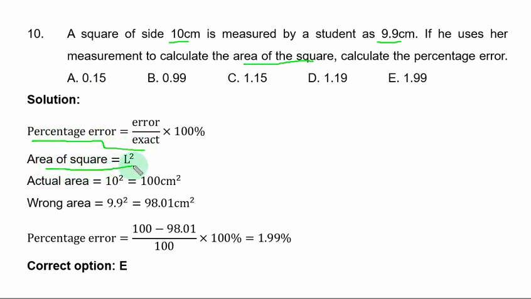Area of a square is L square. Now actual area, the length is 10. 10 square is this. The wrong area, the length is 9.9. You have it in this form. When you square it, you have this. Therefore, the percentage error is the difference in the actual and wrong area over actual area times 100%, and that is 1.99%. The correct option is E.